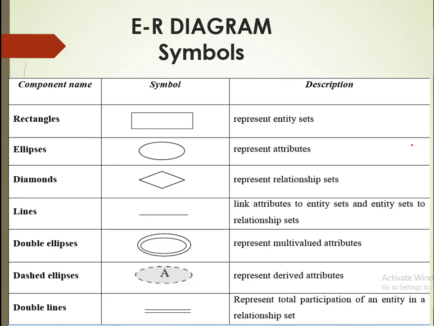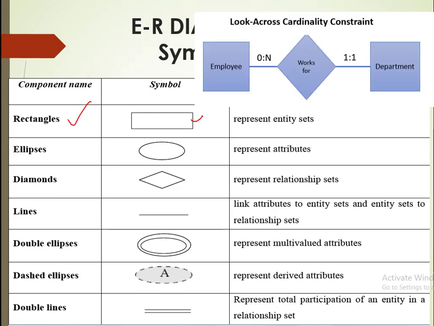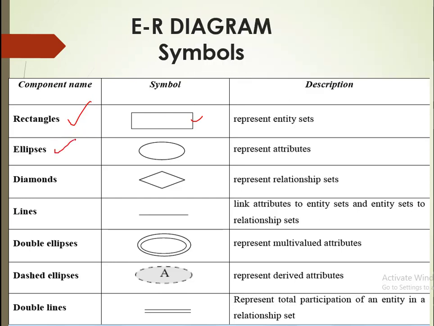An ER diagram consists of a number of symbols. The first symbol that we are going to look at is the rectangle, which is used when you want to represent an entity. So in an ER diagram, when you see a rectangle, you automatically know that that's an entity. The second one is the ellipse, which is indicated by that oval shape. It's normally used to represent an attribute.